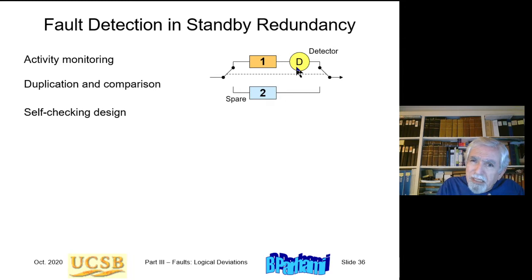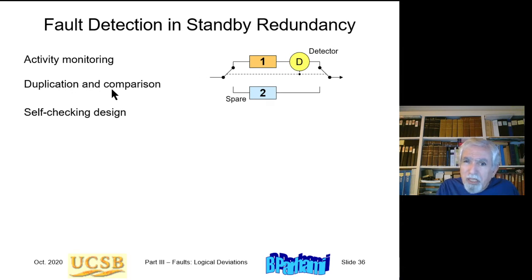Okay, so how do we detect faults in such a standby redundancy scheme? We can have activity monitoring. So this detector is a monitor basically that monitors the output of this unit, and it has a bunch of criteria, a number of criteria that it uses to judge whether this output is okay. And we can use duplication and comparison. Of course, you know that detection in this scheme will not be perfect because this unit can generate an incorrect output that simply does not raise any flags in this detector.